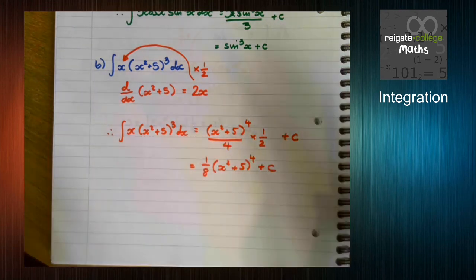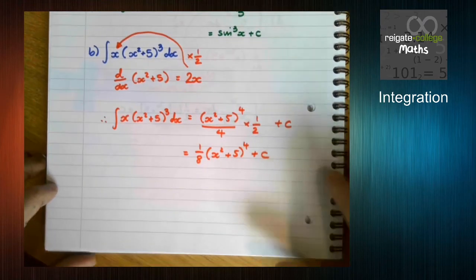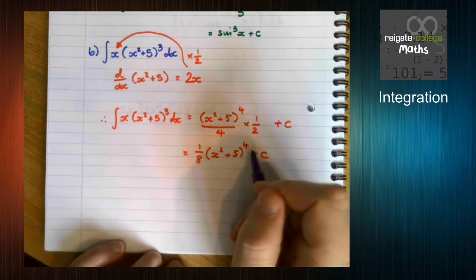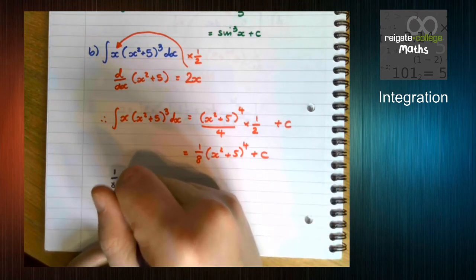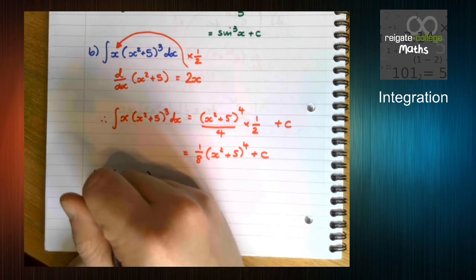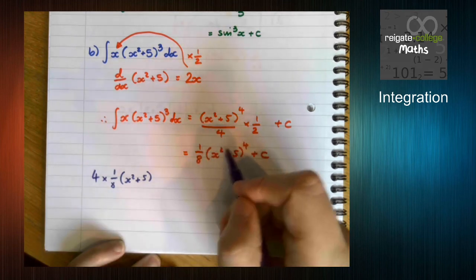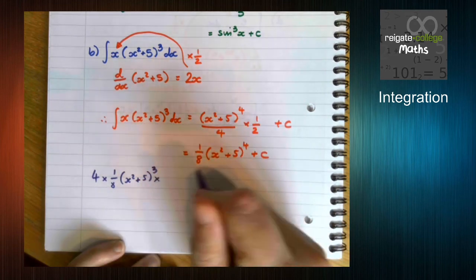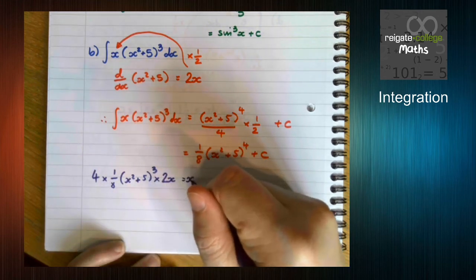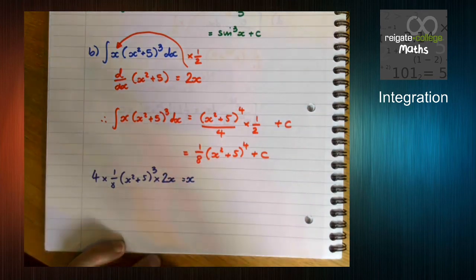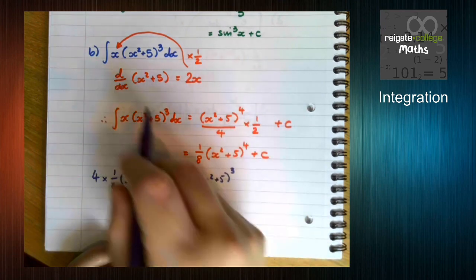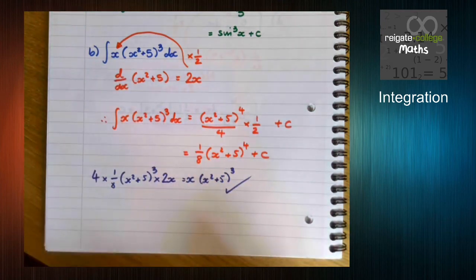Again, if you're panicky, let's check using the chain rule. We differentiate this. We're going to multiply by the power, reduce the power by 1, and then times by the derivative of the bracket. 4 times 2 times an 8th is x, or times 2x. And we can see that's what we wanted.